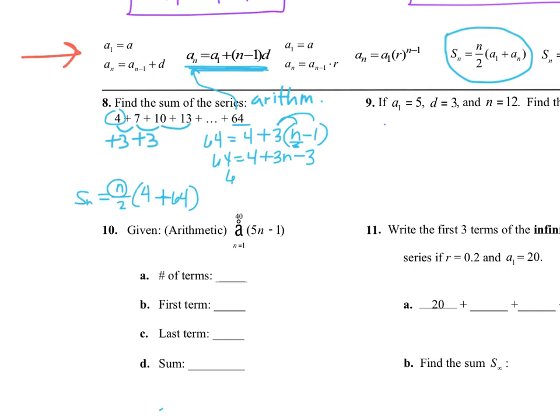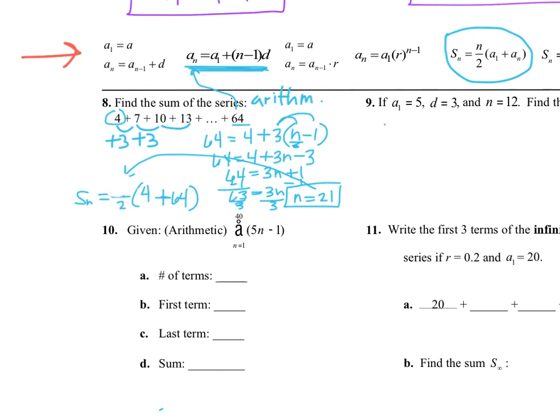Okay, so we have 64 equals 3n plus 1. So take away 1, 63 equals 3n, and then divide by 3. So n is 21. Okay, so we're going to take that, and we're going to plug it in right here. And I'm just going to erase from this. That's not erasing, that's highlighting.